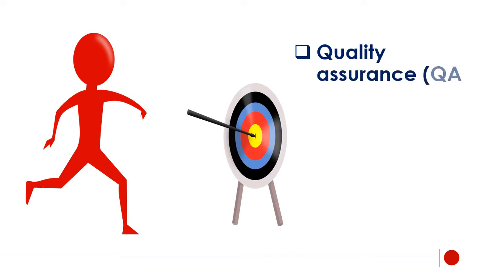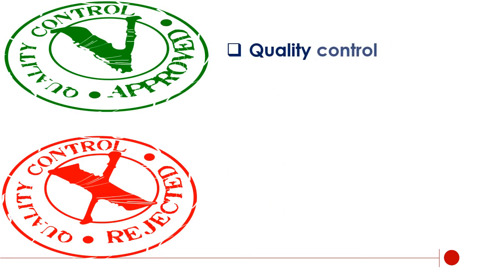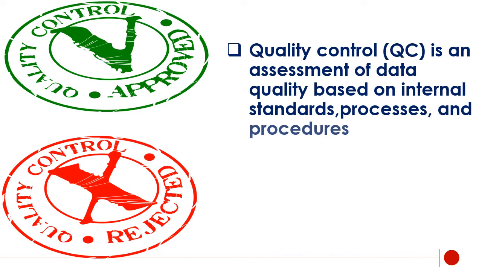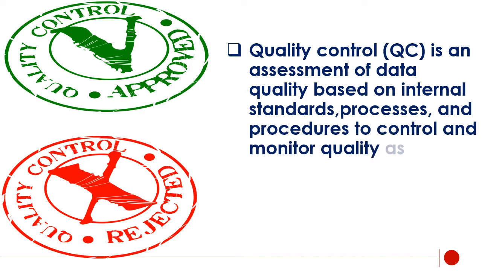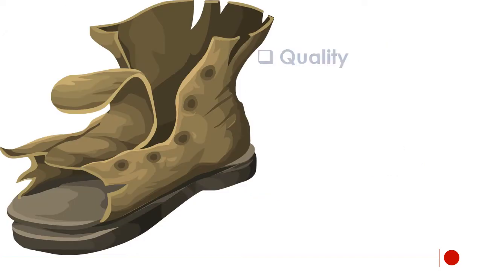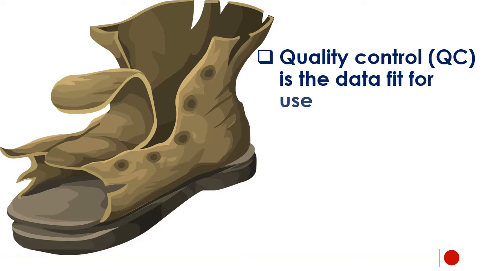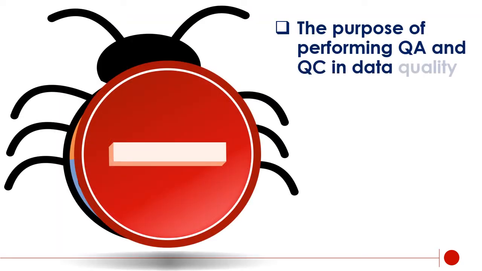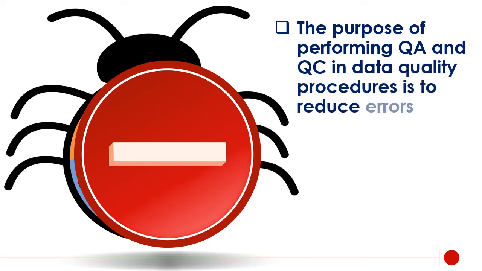Quality assurance, QA, asks: is the data fit for the purpose? Quality control, QC, is an assessment of data quality based on internal standards, processes, and procedures to control and monitor quality as informed by quality assurance. Quality control, QC, asks: is the data fit for use? The purpose of performing QA and QC in data quality procedures is to reduce errors.